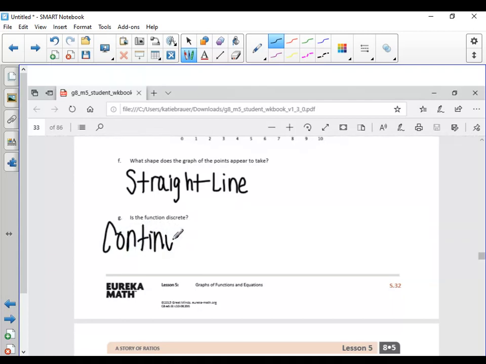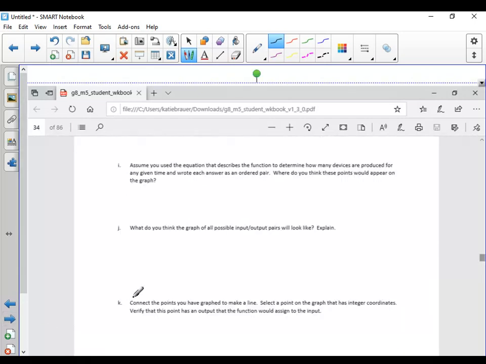be halfway done and like maybe they didn't completely finish one of the things. Yeah, and then they have to come back to it. So like you're able to do that. So that's going to be continuous because you could do portions of something. I assume you use this equation to describe the function. Where do you think these points would appear on the graph? Any points that work are going to be on the line.